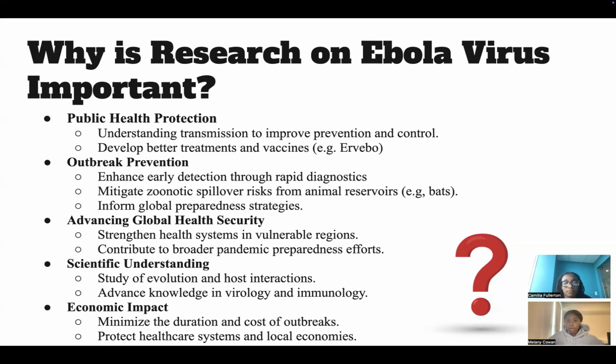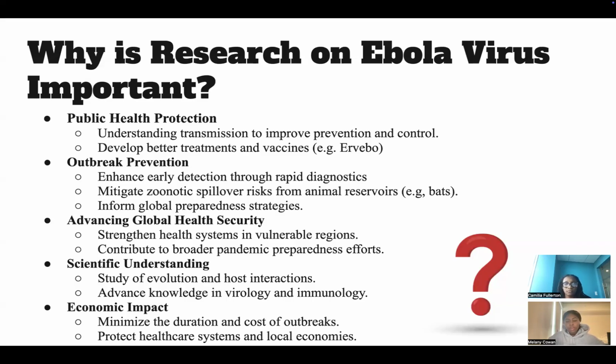inform global preparedness strategy, advancing global health security, strengthen health systems in vulnerable regions, and contribute to broader pandemic preparedness efforts. Scientific understanding: a study of the evolution and the host interaction, advanced knowledge in virology and immunology. Economic impact: minimize the duration and cost of outbreaks to protect healthcare systems and local economies.